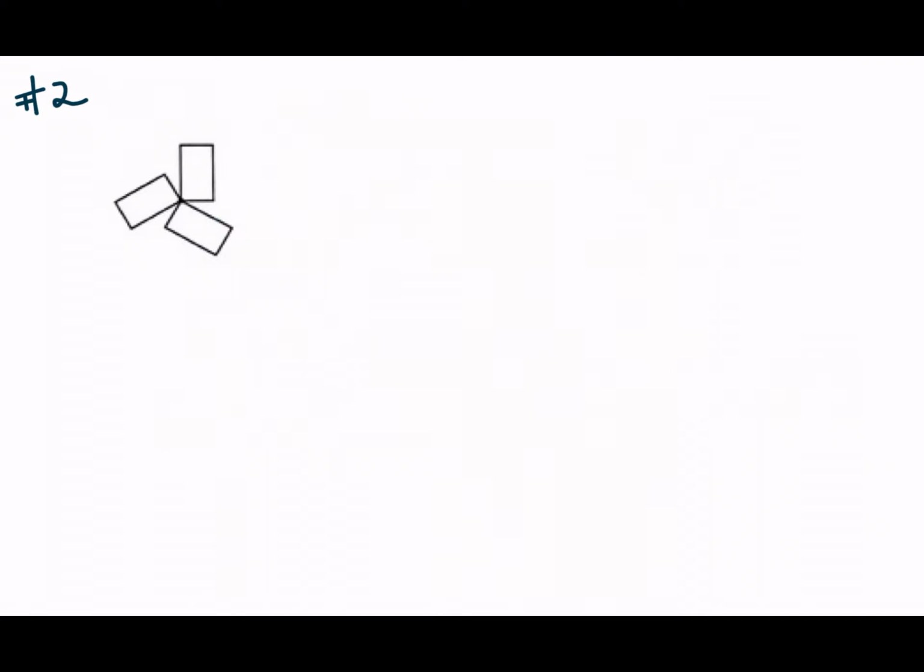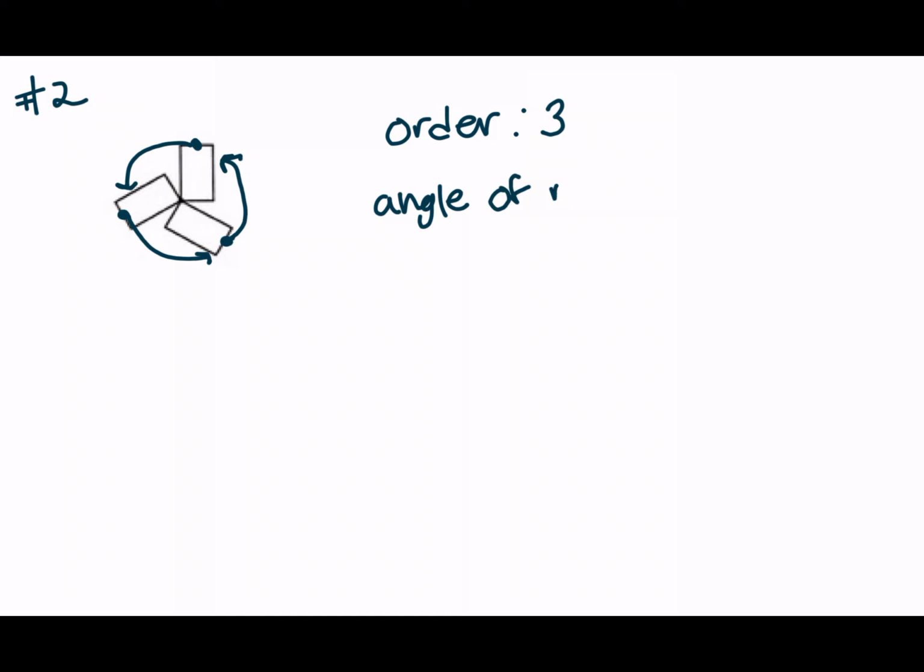Let's do another one. Number 2, I have this funky rectangle pinwheel kind of shape. First we want to think about the order. This shape has 3 notches, and if I took each of these points and rotated it, I'm going to get the same shape every time. So this one has an order of 3, which means the angle of rotation is going to be 360 divided by 3, which would give us a 120-degree angle rotation.